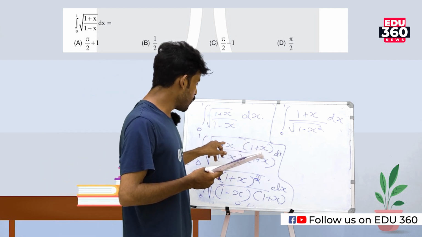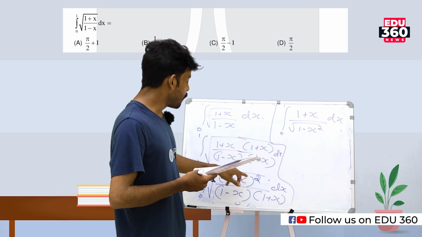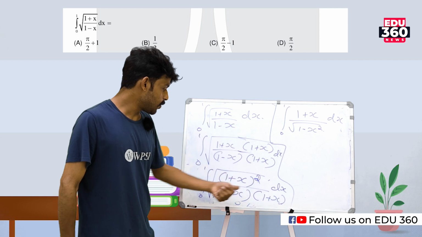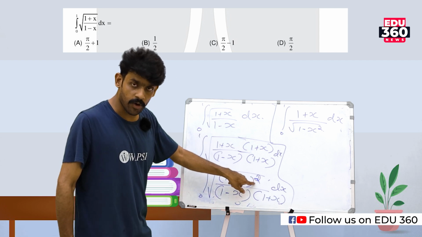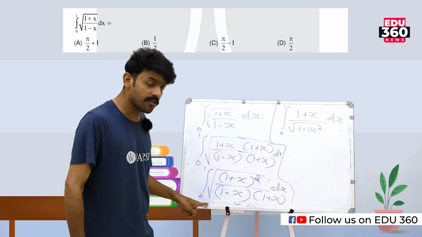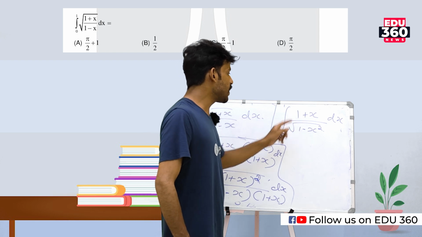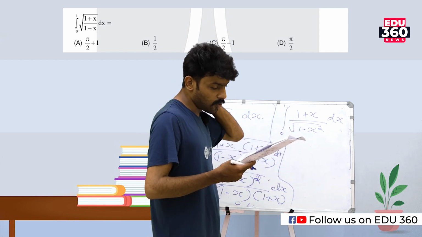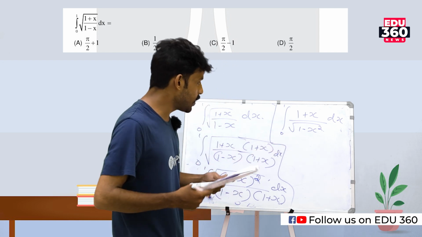So the numerator will become 1 plus x the whole square. Here it is square of 1 plus x the whole square, and here it is square root. So for the numerator we can write it as 1 plus x, and for the denominator 1 minus x into 1 plus x means root of 1 minus x square.